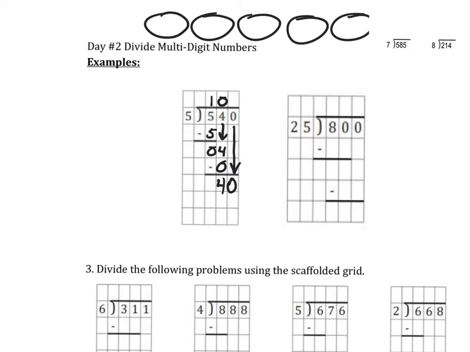So we have 40. How many times does 5 go into 40? Or what is 40 divided by 5? The answer, 5 goes into 40 8 times. 8 times 5 is 40. 40 minus 40 is 0. So there's no remainders. So 108 is the quotient.